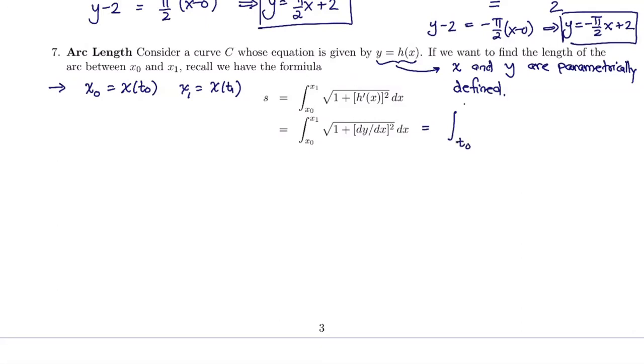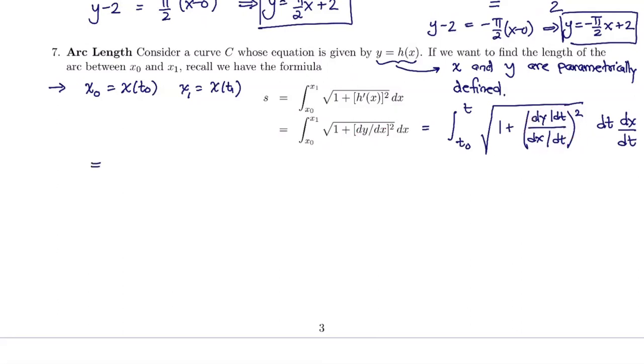From t0 to t1, the square root, and make yourself a big square root, of 1 plus dy dt all over dx dt, the quantity squared. And we need a dt on the outside, but we can't just put it there, so I'm going to do dx divided by dt. You want to think of the dt's as canceling each other out. Of course, the dy dt over dx dt comes from our formula for dy dx in terms of t. And so this makes complete sense to put this in here.